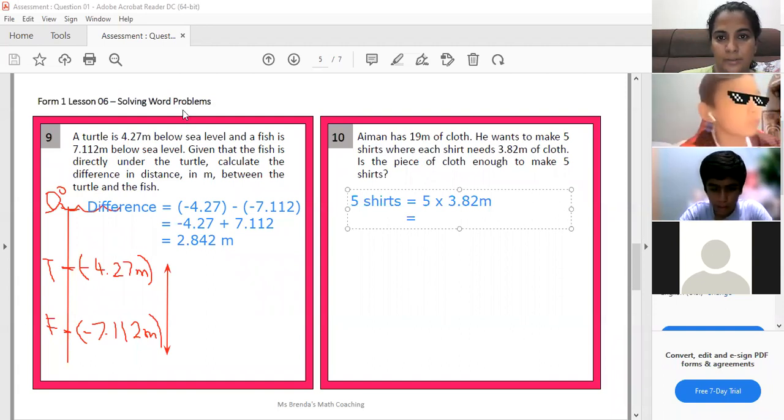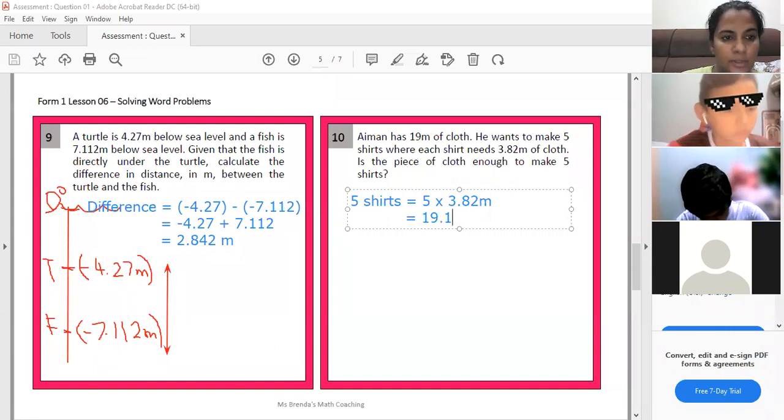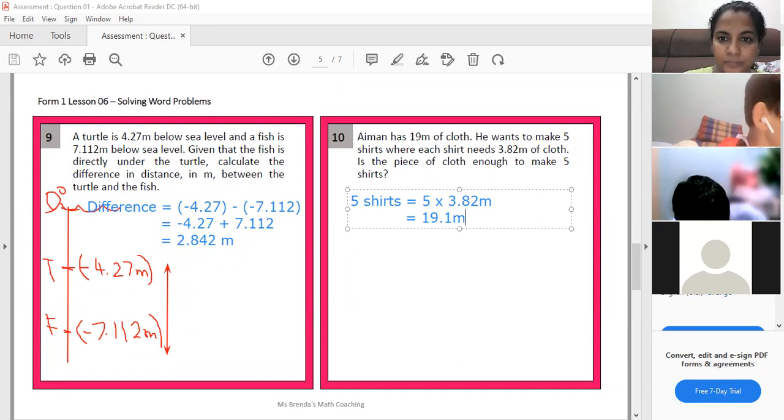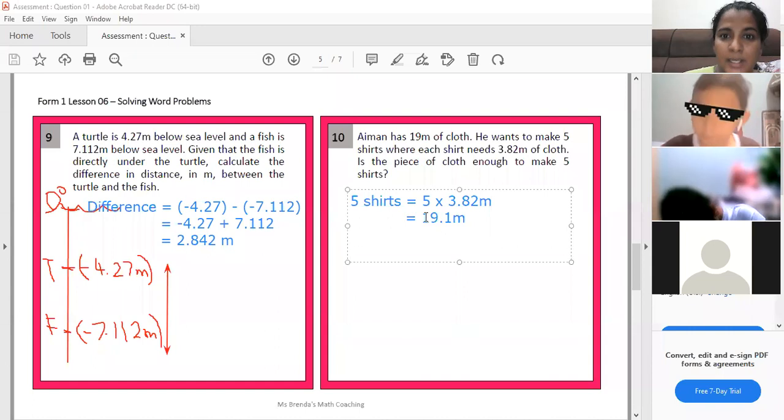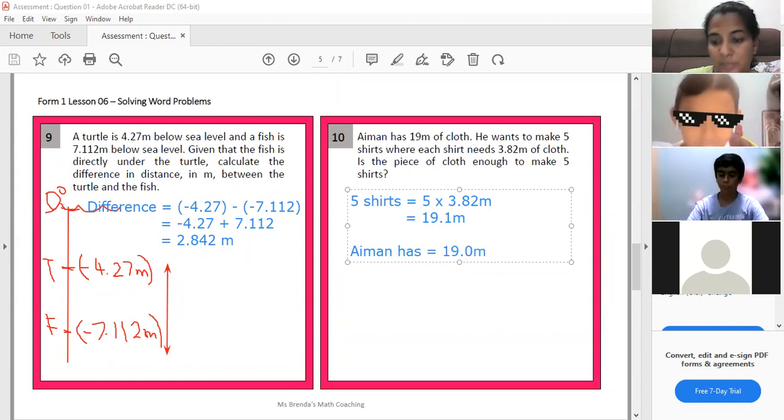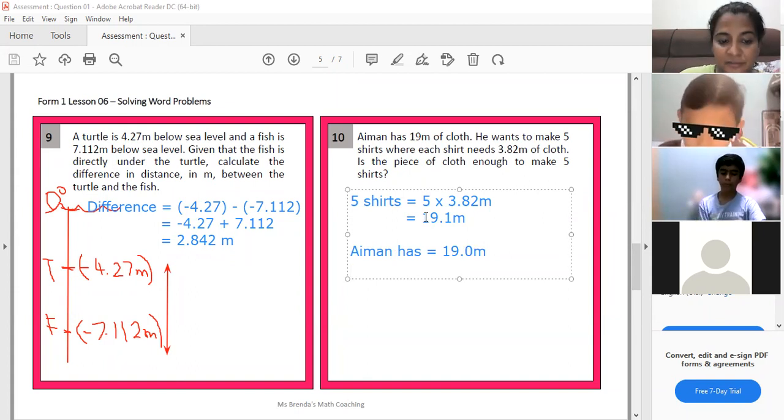Work it out, guys. 5 shirts. 1 shirt is 3.82 meters. 5 shirts is 19.1 meters. Okay? Now tell me, Aiman has how much? 19 meters, so 19.0 meters to be precise. So enough or not enough?